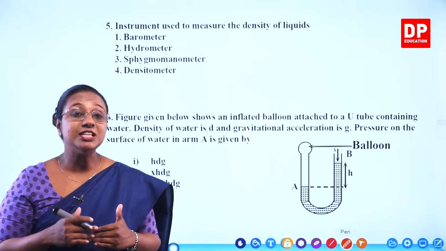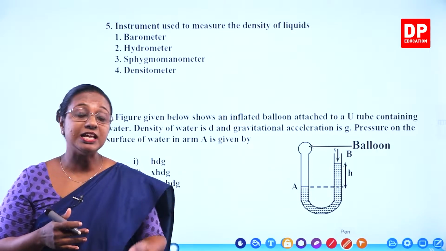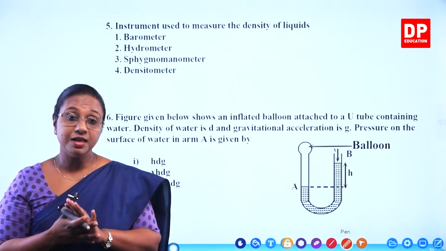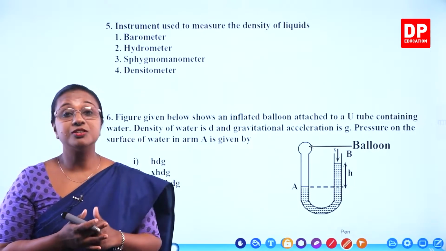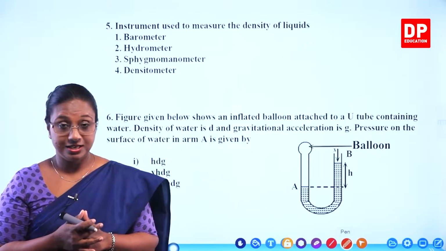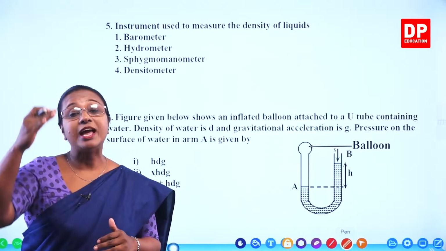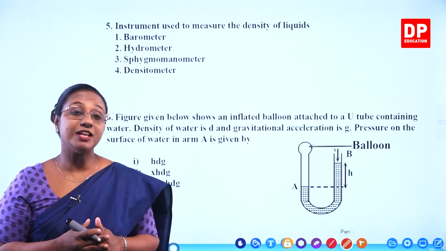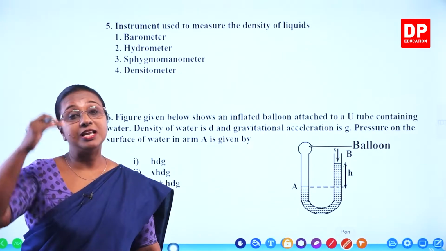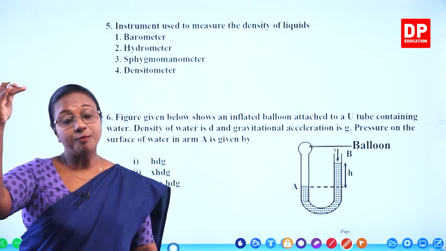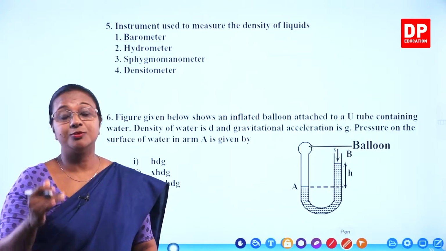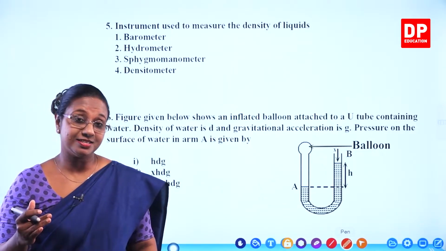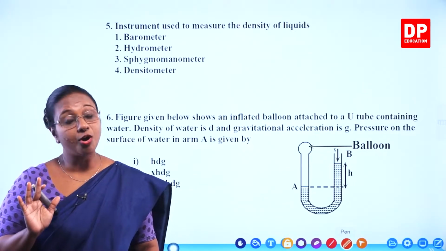If the density of the liquid is high, the hydrometer is pushed up. And if the density of the liquid is less, the hydrometer sinks further into the liquid. Based on that, you can read the density of the liquid directly, and usually the lower density is at the top, or 0. It starts from 0, and as you go down the glass tube, the density increases. That is something you are familiar with.